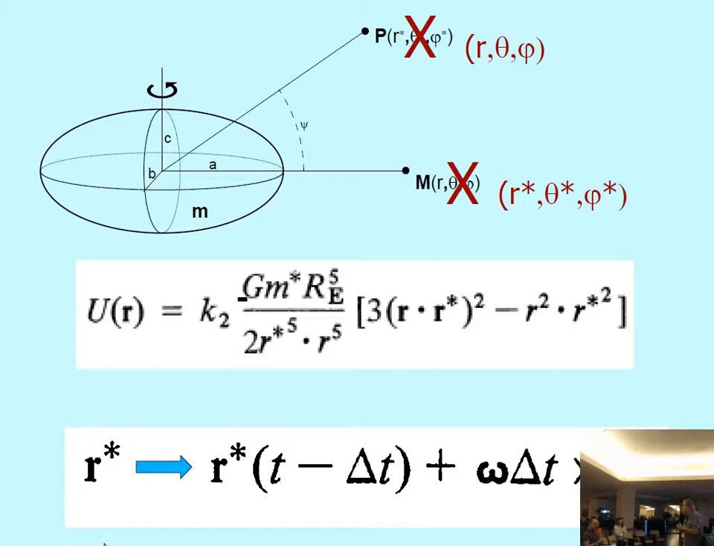So it takes some time to respond. So I will do the following. I will substitute R star, which means the radius vector or the position vector of the body that is stretching the Earth. But I will not take this body at the time t, but at the time t minus delta t. So it takes one delta t earlier the position of the body.